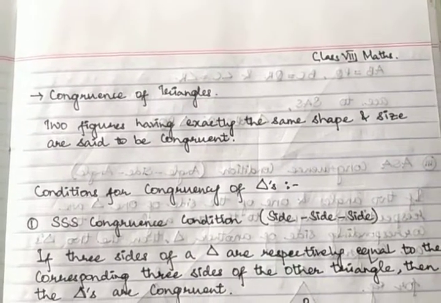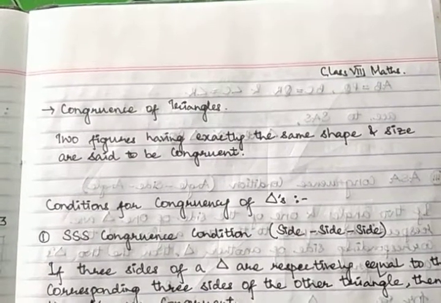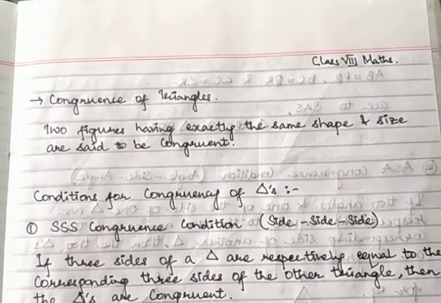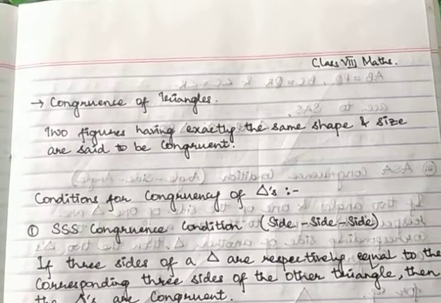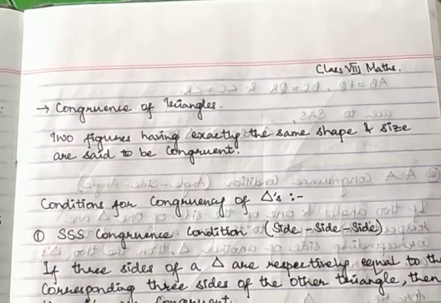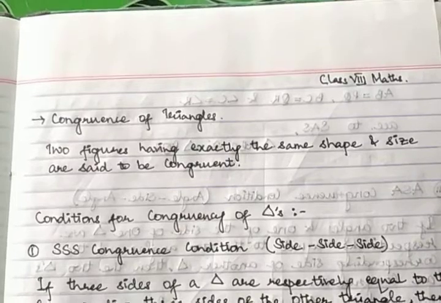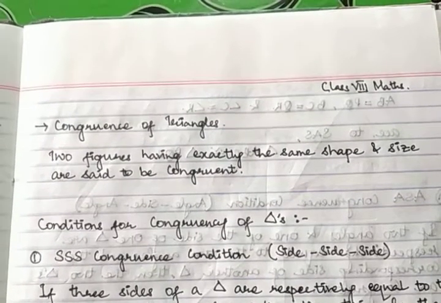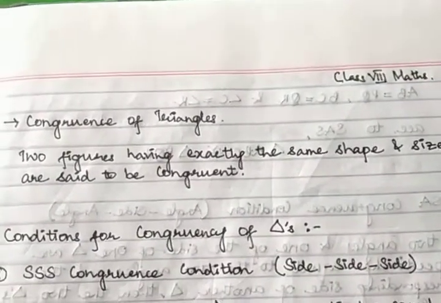Now we are dealing with congruence of triangles. That means the shape is a triangle. Two triangles with same size and angles are said to be congruent. For two triangles to be congruent, there are a few criteria which we will deal with later on. These congruent figures are also known as superimposable figures.